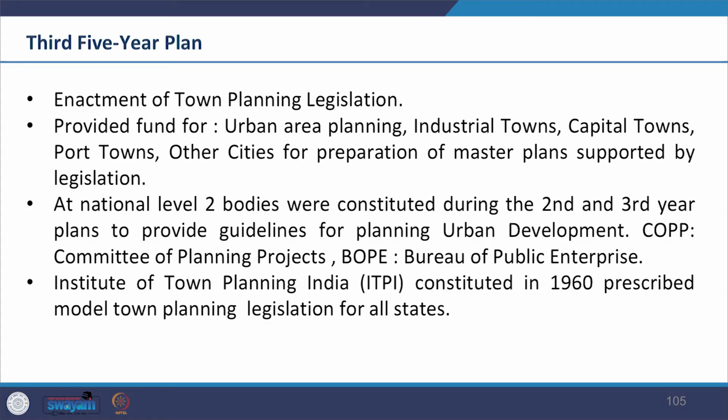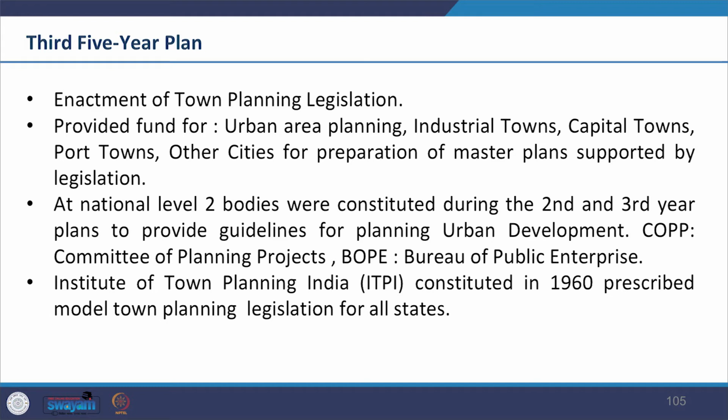We see that in this third five-year plan, there was enactment of town planning legislation. The fund was also provided for urban area planning, industrial town, capital town, port towns and other cities for preparation of master plan, and it was supported by legislation. We see at the national level, 2 bodies were constituted during the second and third year plans to provide guidelines for planning urban development. We see Committee of Planning Projects, COP. We also see Bureau of Public Enterprise, BOP.